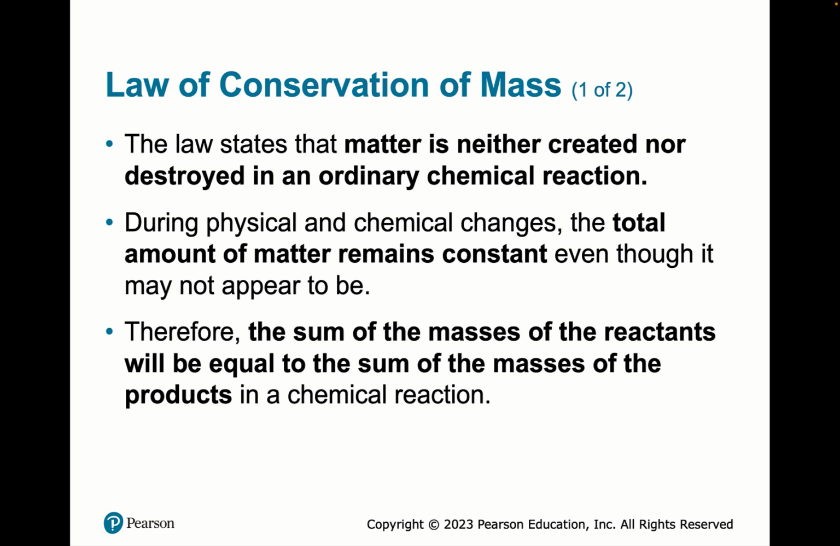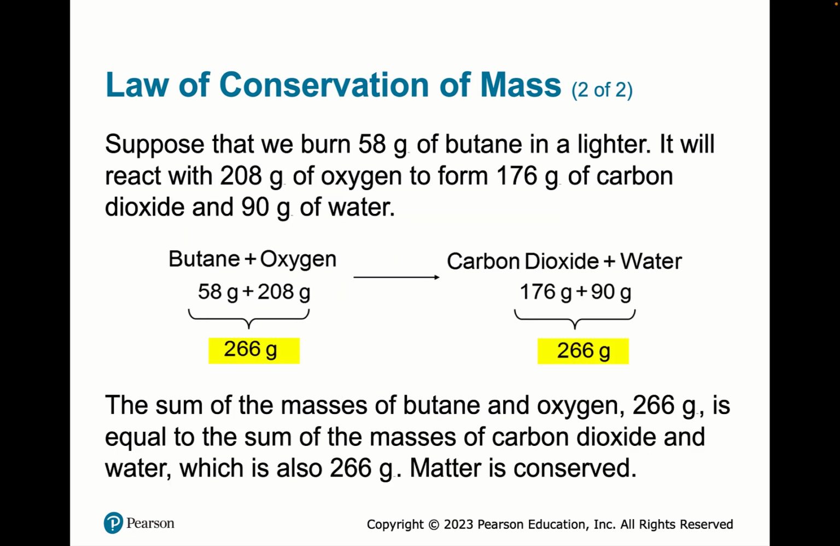So let's have a new topic, the law of conservation of mass. So in a physical or chemical process, matter is neither created nor destroyed. So the total amount of matter is constant. That means that the sum of the mass of the reactants and the sum of the mass of the products are the same. And Lavoisier and his wife are the ones that did this.